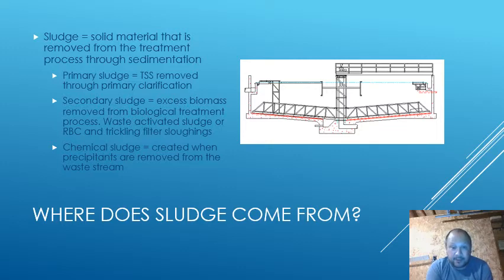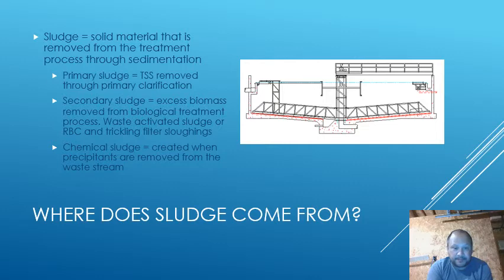If we're talking about trickling filters or rotating biological contactors, we're talking about sludge that mainly consists of the sloughings off the trickling filter or the RBC. When we're talking about ponds and lagoons, sludge is probably going to be the stuff that's anaerobically digested at the bottom of the pond that has to be removed periodically.